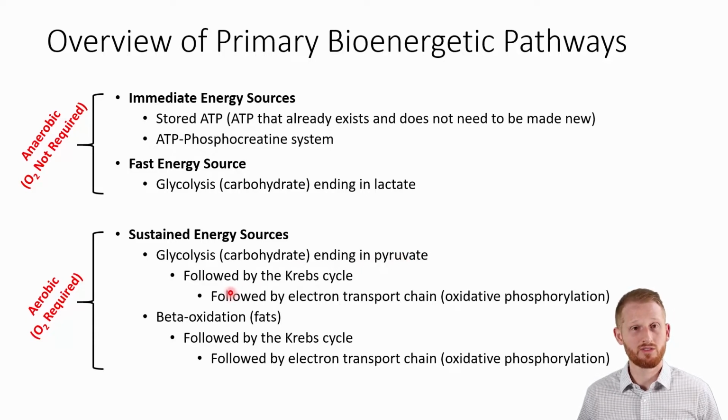And with the aerobic metabolism going through the glycolysis pathway, ending in pyruvate, that would then go through the aerobic pathways of the Krebs cycle, followed by the electron transport chain, which is also called oxidative phosphorylation. And there are different names for the Krebs cycle as well: the TCA cycle, the tricarboxylic acid cycle, and the citric acid cycle as well.